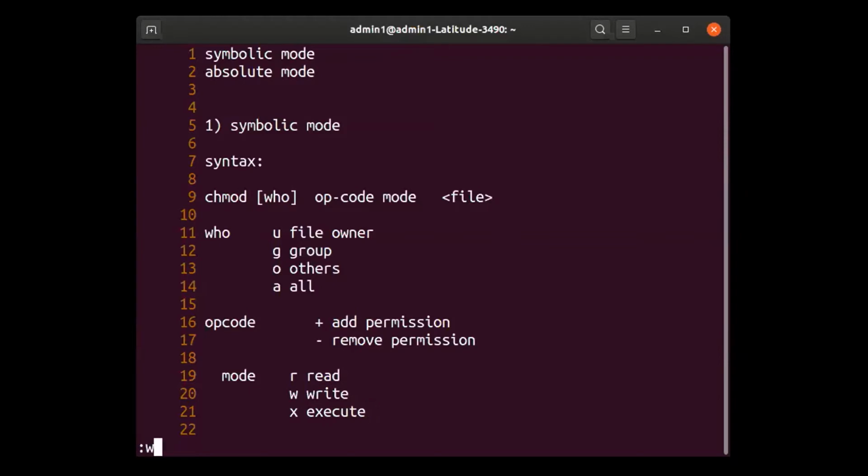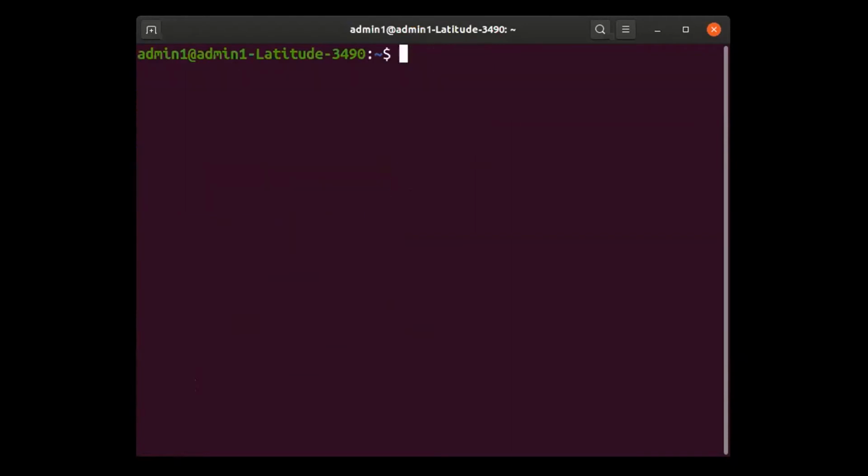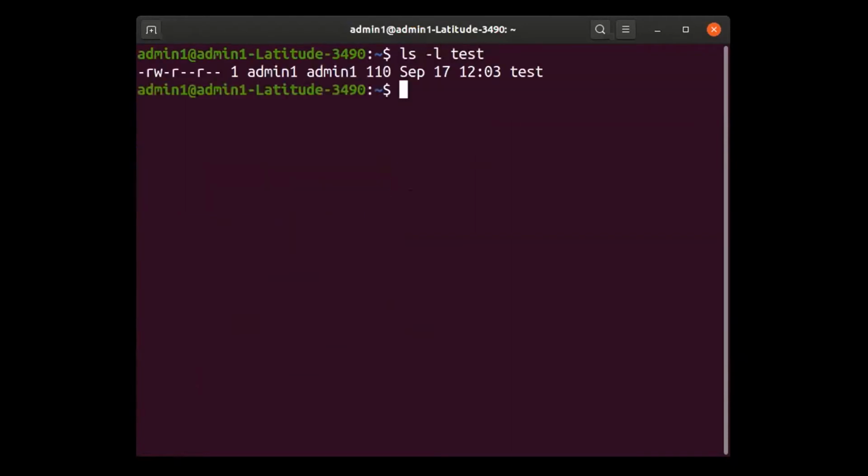So I'll come back to the dollar prompt. Now these are the permissions. When you look at this particular file test, as I said earlier, I have read and write permission for owner, read permission for group, and read permission for others. Now let us say I want to remove the read permission from group and others. So make a note of it.